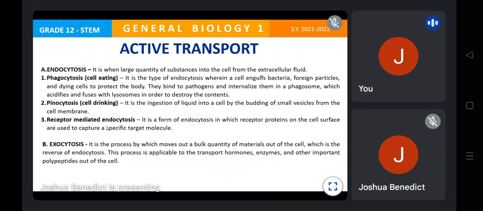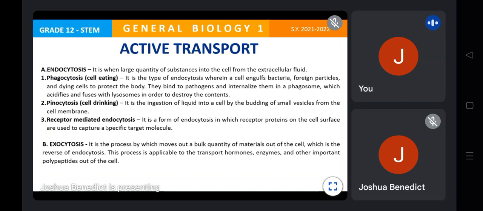So, dalawang klase yan. Endocytosis and exocytosis. What's the difference? Endocytosis, papasok ng cell. Exocytosis, papalabas. So, endocytosis is when large quantities of substances into the cell are moved from the extracellular fluid. Extracellular, yan yung outer environment ng cell.